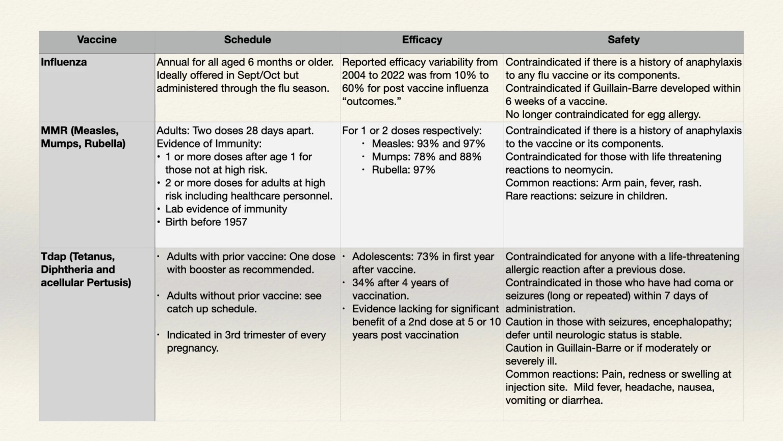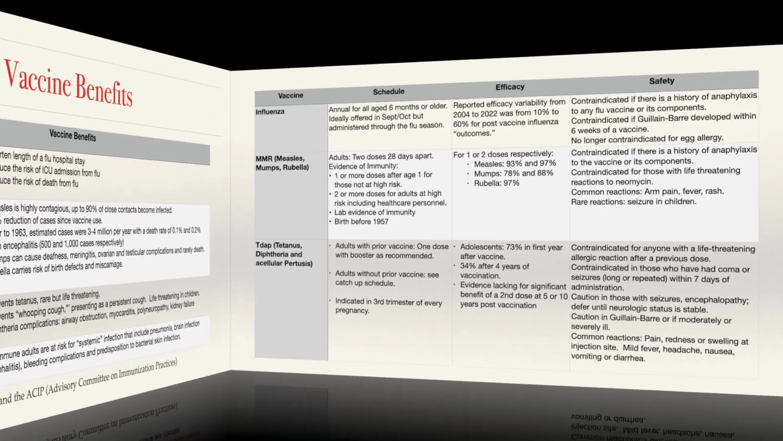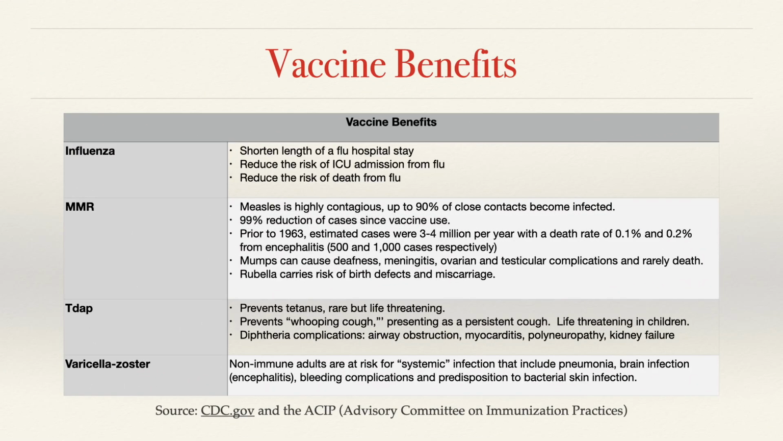Common reactions include pain, redness or swelling at the injection site, mild fever, headache, nausea, vomiting, or diarrhea. Regarding vaccine benefits, for influenza, there's a shortened length of hospital stay, reduced risk of ICU admission, and a reduction in risk of death. For measles, mumps, rubella, measles is highly contagious.